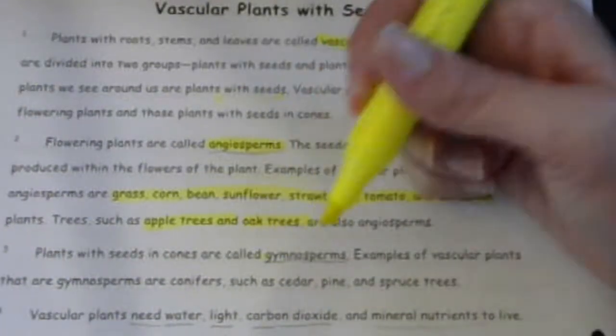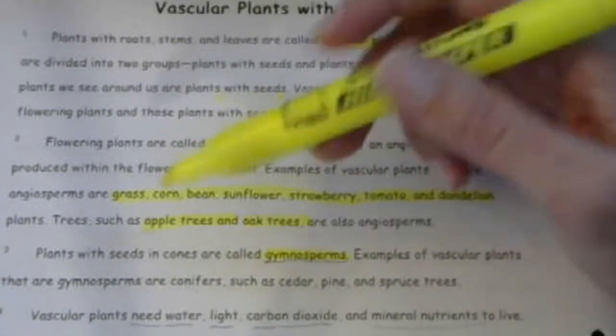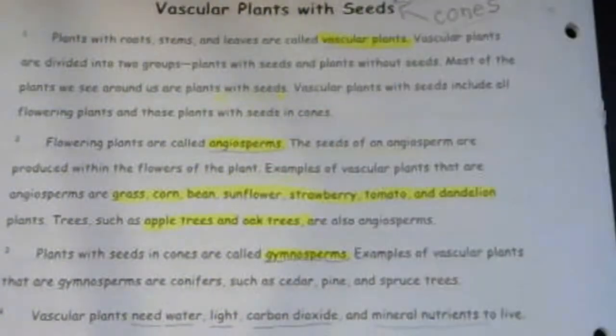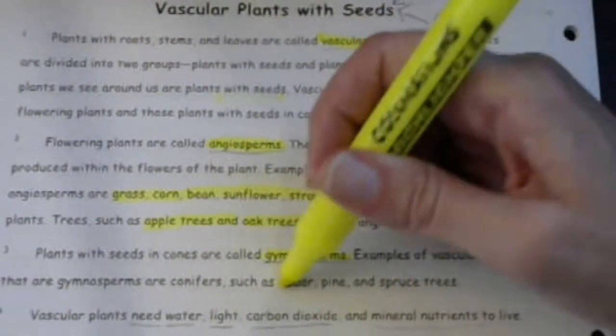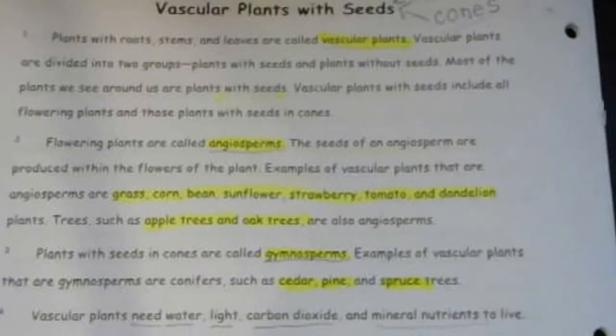Let's highlight gymnosperms. What are gymnosperms? Plants with seeds and cones. And let's highlight the examples. Cedar, pine, spruce.